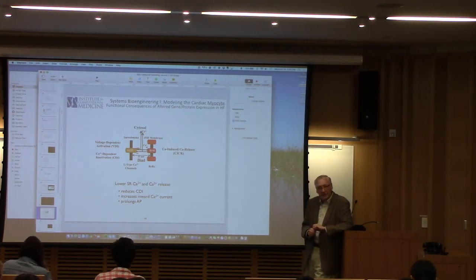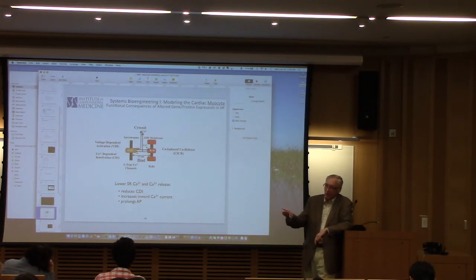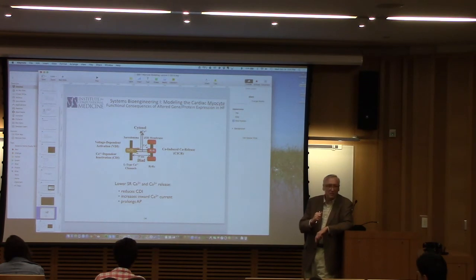Now, what would happen if the amount of calcium released from the JSR through these ryanodine receptors was reduced? And what we're speculating here is that when that SERCA pump is downregulated in heart failure, there's less calcium in the SR, there's less calcium available for release. What would be the effect of that? There would be less inactivation of the calcium channel than occurs normally. And so the inward calcium current wouldn't get attenuated as it does normally. It would be enhanced. And maybe it's that enhanced inward calcium current that's driving action potential prolongation.